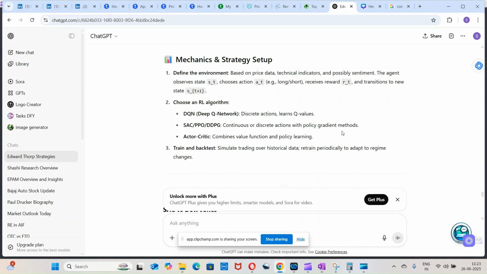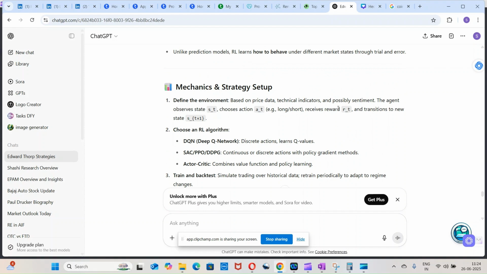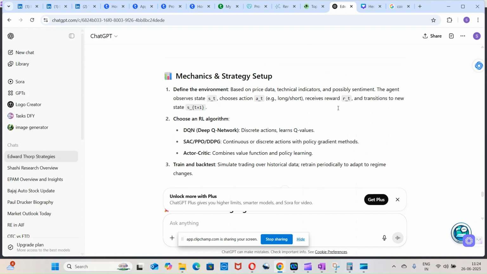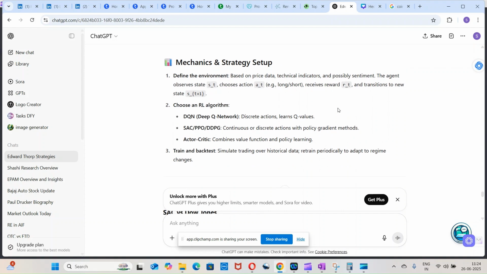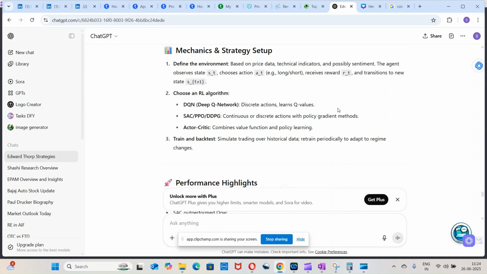Basically, these will learn the different states, and in those states, through trial and error, they will know what worked and what did not work. Once the RL algorithm and the environment are set up, then you can train and backtest that.